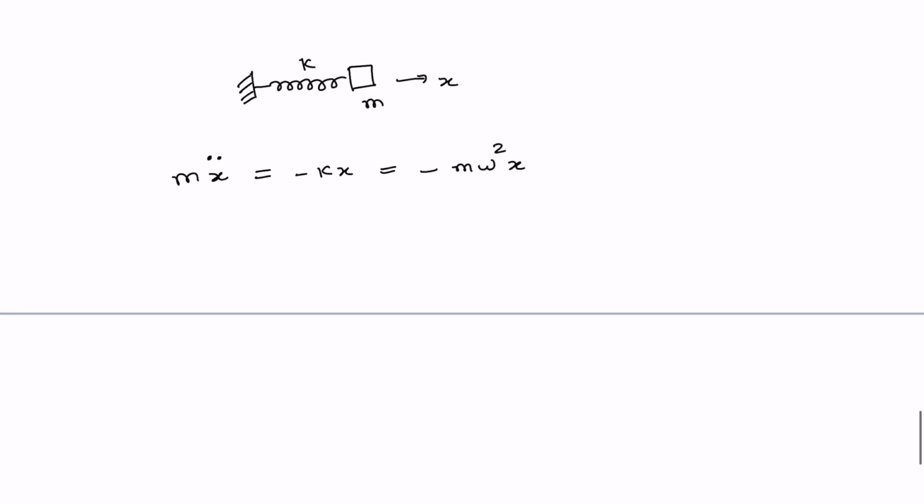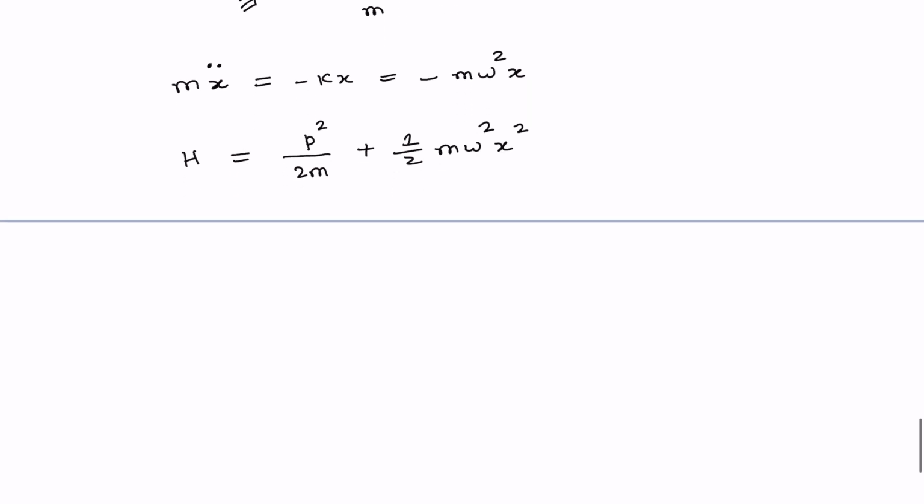If we want to write down the harmonic oscillator Hamiltonian in classical mechanics, we write it as H is equal to p square by twice m plus half m omega square x square, where p is the momentum of this mass. So this is the classical Hamiltonian for the harmonic oscillator.